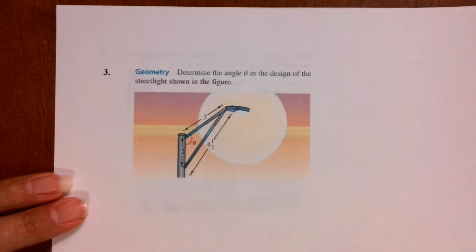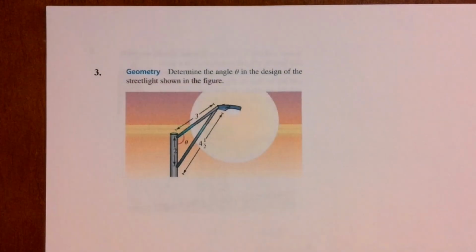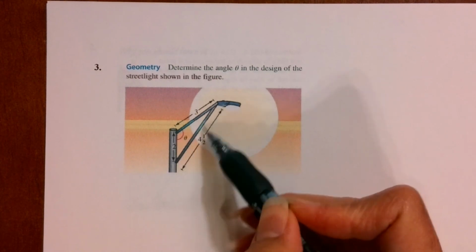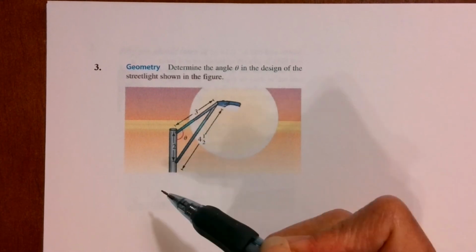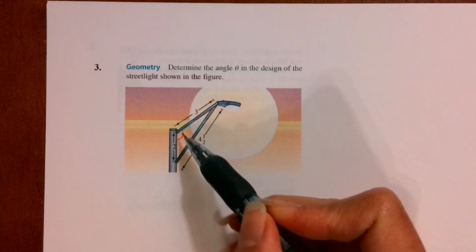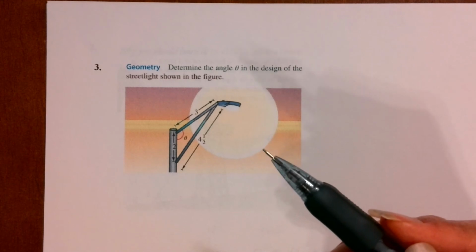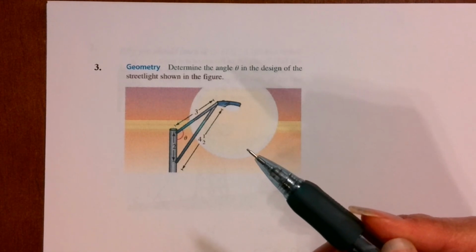Let's try out this last example. Okay, so determine the angle theta in the design of the street light shown in the picture below. So notice what's given to us. They've given us the length of this side, this piece, and this piece of the street light, and they're asking us to figure out the angle that this street light needs to be projected at, given these measurements, that is.